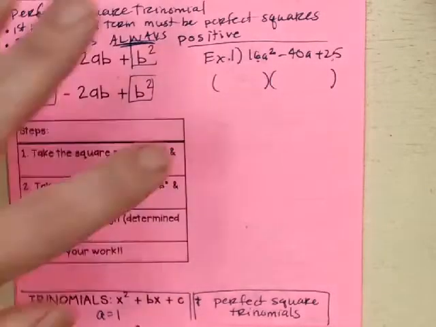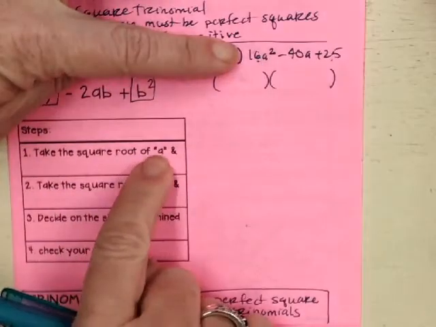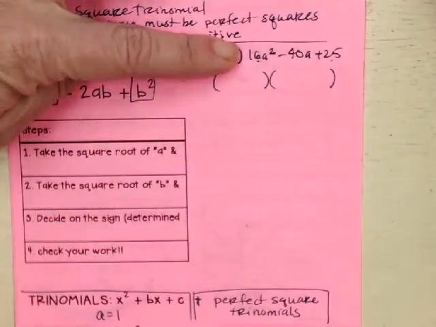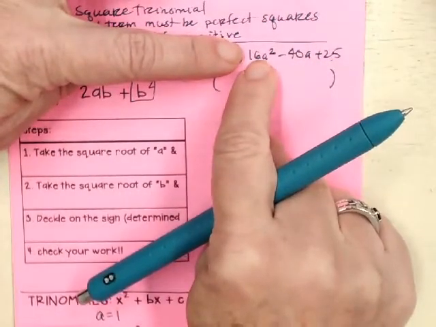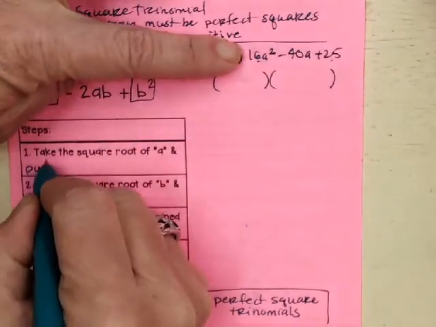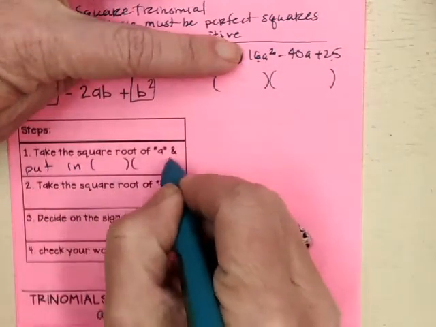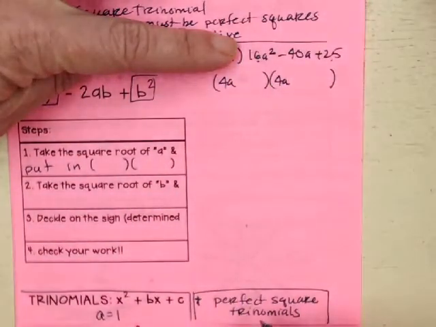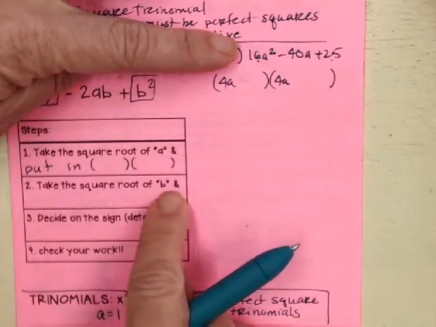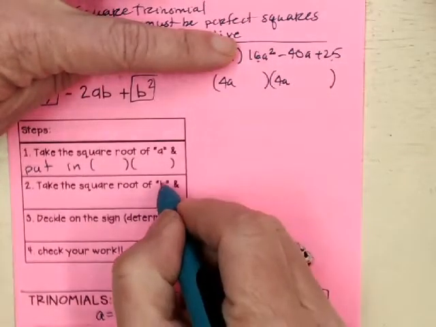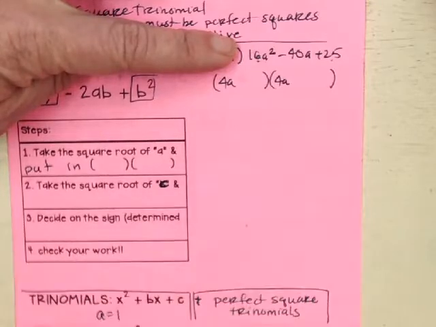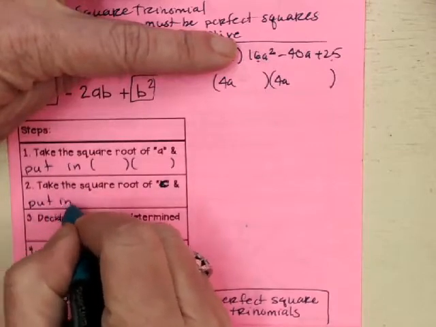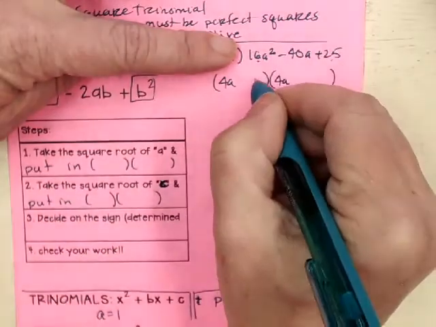It's easy. You take the square root of the first term, and it's going to go here. So I take the square root of 16a squared, which is 4a. Then you take the square root of the last term, I'm sorry, that should have said c. That's a typo on my part. You're going to take the square root of c and put it in the parentheses. So the square root of 25 is 5.